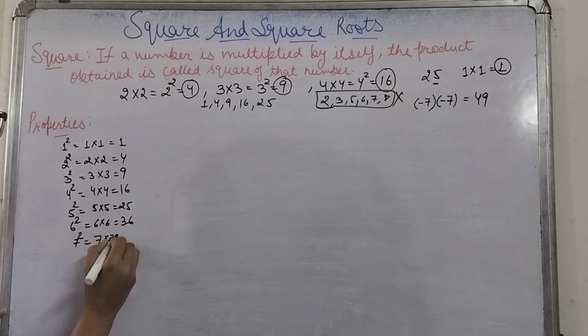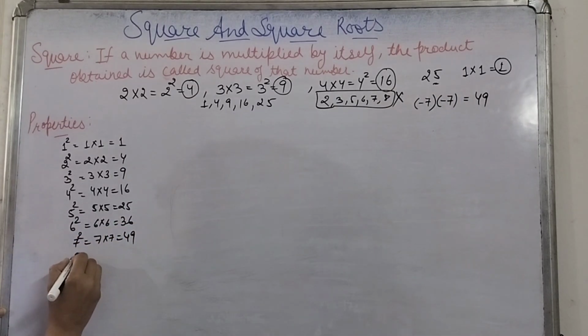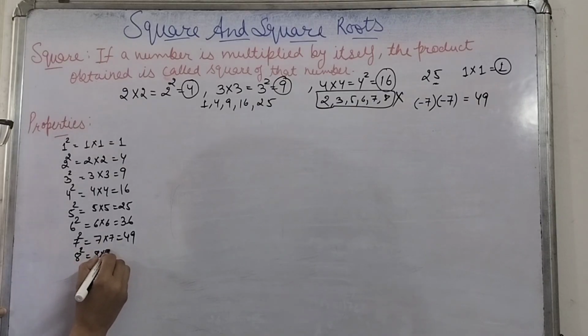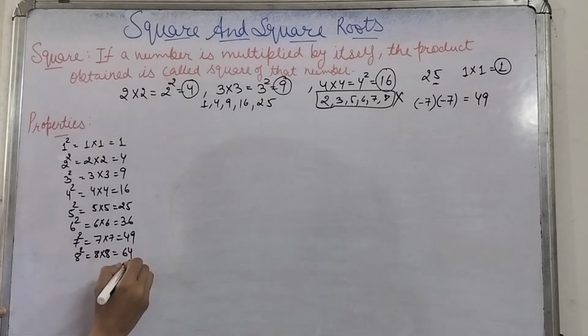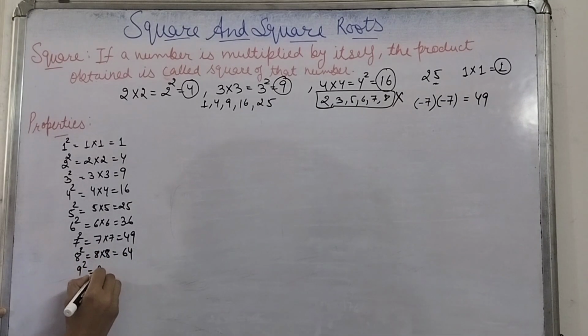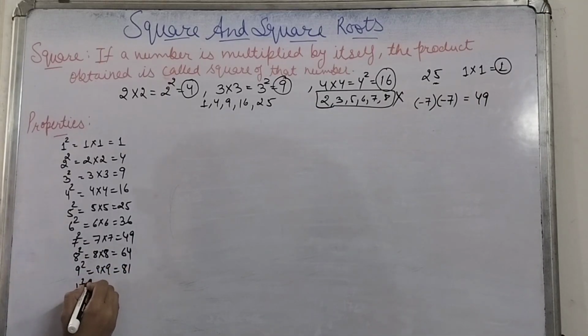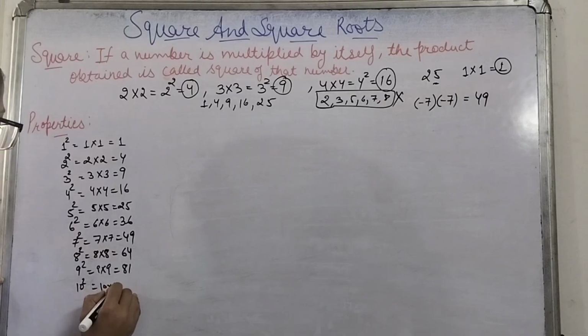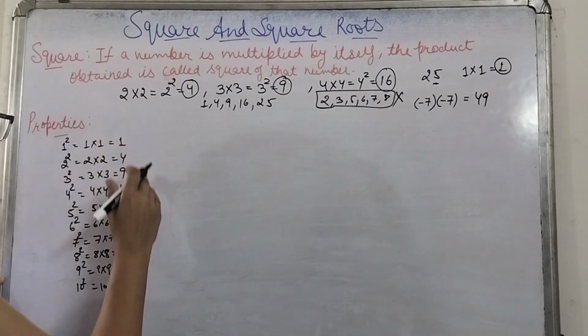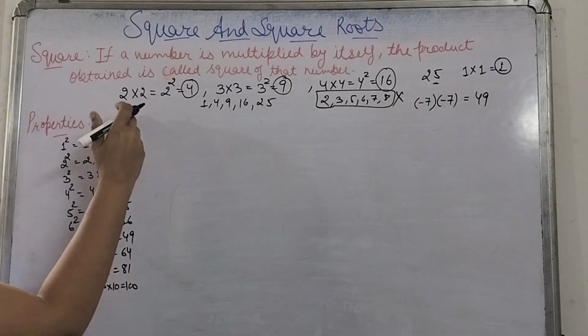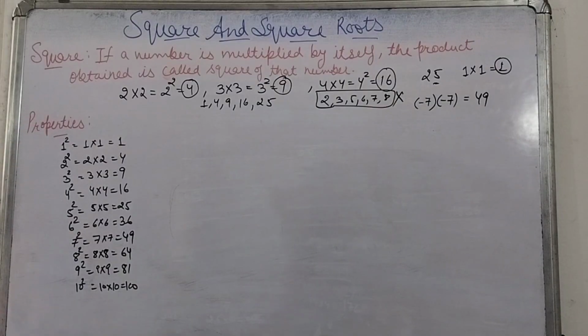The square of 7 is 7 into 7, that is 49. The square of 8 is 8 multiplied by 8, that is 64. The square of 9 is 9 multiplied by 9, that is 81. And the square of 10 is 10 multiplied by 10, that is 100. Here we can see how to find the squares of the numbers 1 to 10.